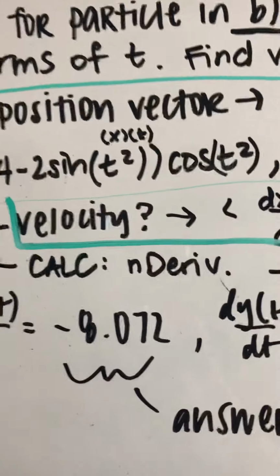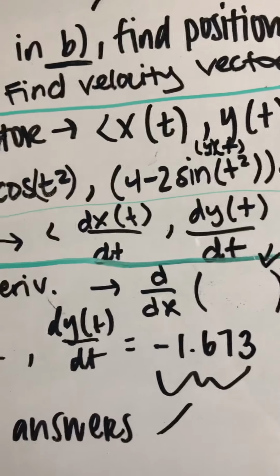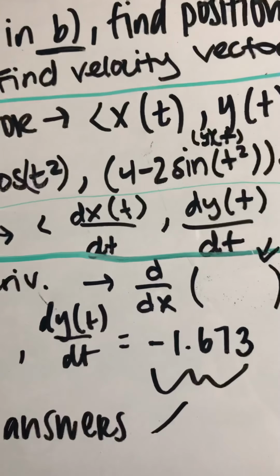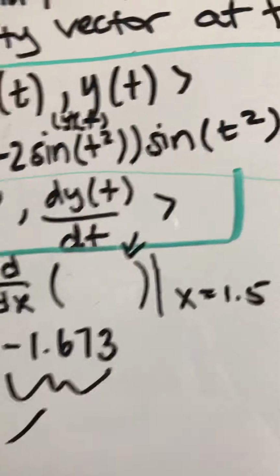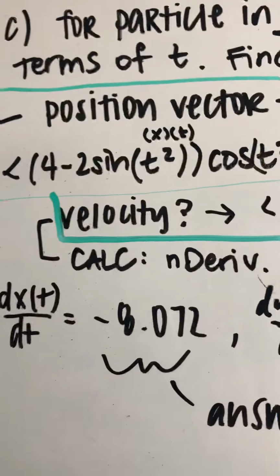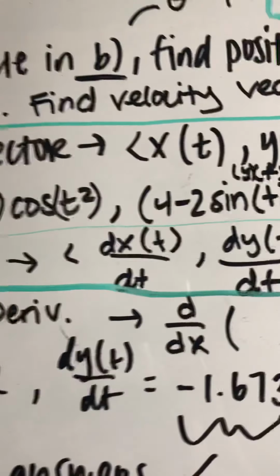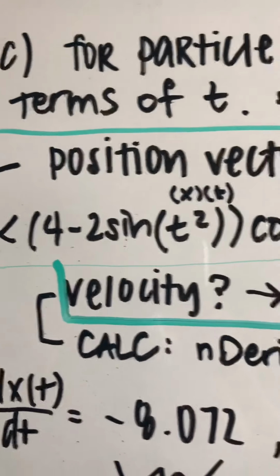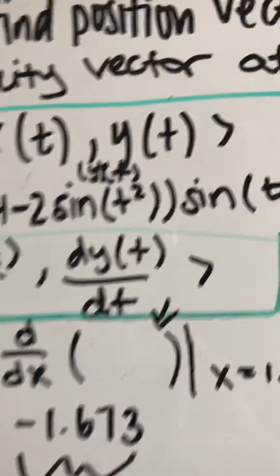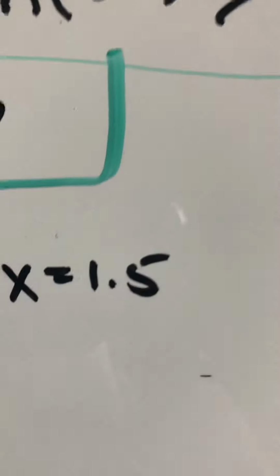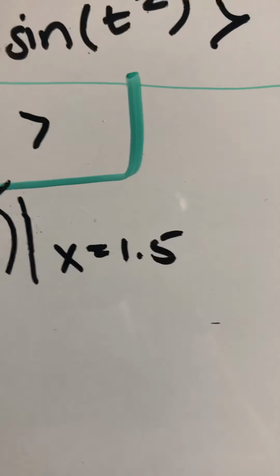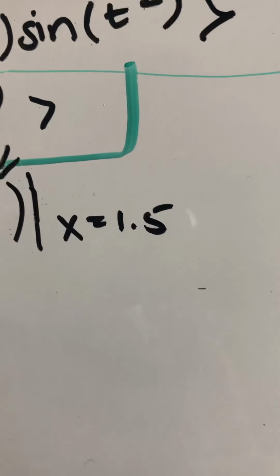And then from that, you're going to find the velocity. So your velocity is dx(t) over dt and then dy(t) over dt. You're going to use your calculator and use nderiv, and you're going to plug in these 2 points that we found before, so this x(t) and this y(t), but then you're going to make sure your x is equal to 1.5. That's what's going to make your answer accurate.